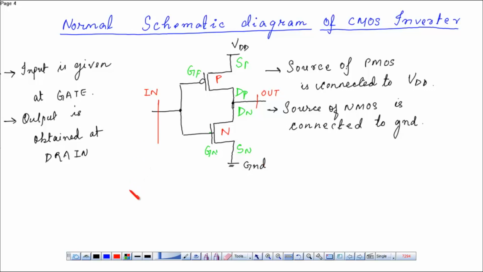Before going to the twisted schematic, we can draw the layout directly from here, or we can take the twisted schematic first, then start drawing the layout. Now what do you mean by twisted schematic? Twisted schematic means the NMOS and PMOS will be twisted. So here is the twisted schematic diagram of a CMOS inverter.